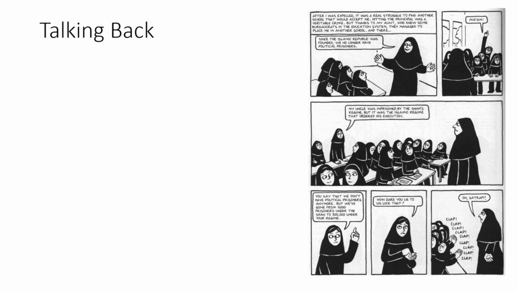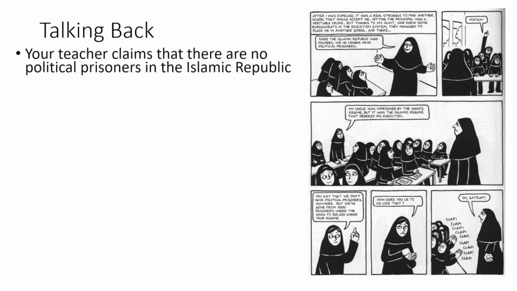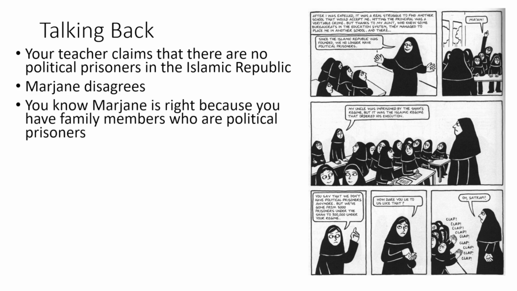So you are in class, and your teacher claims there are no political prisoners in the Islamic Republic. Marjane disagrees. If you want to pause it so you can read the comic, you can. I think she might have exaggerated the number of political prisoners, but I also could be wrong. You know Marjane is right because you have family members who are political prisoners. What do you do? Do you support Marjane? Or do you agree with her teacher that there are no political prisoners? Do you support Marjane or do you oppose her?